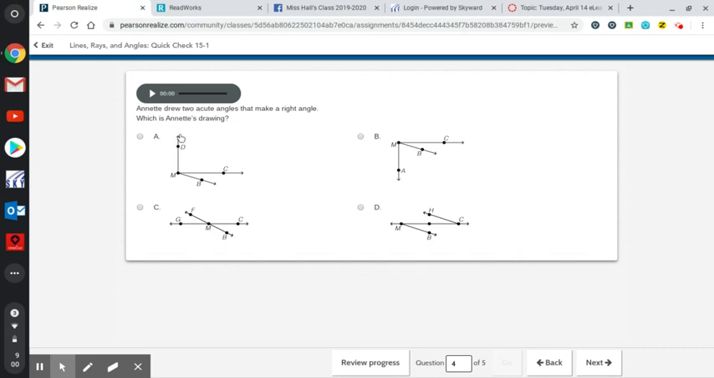So you're going to look at DMC. Is that an acute angle? I hope you say no, right? So if we look on B, CMB, that's a little acute. And we look at BMA, that's also an acute. So B is the correct choice. You can have 2 acute angles that equal that 90-degree angle. So when you're ready, go to number 5.